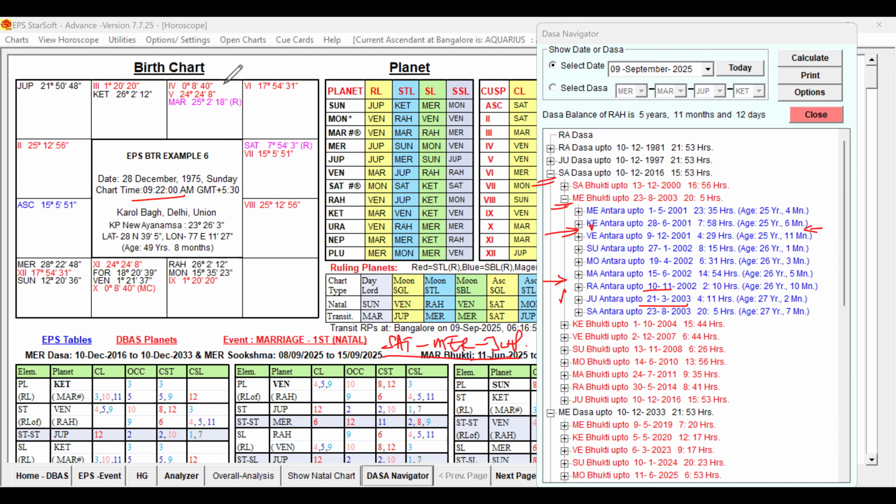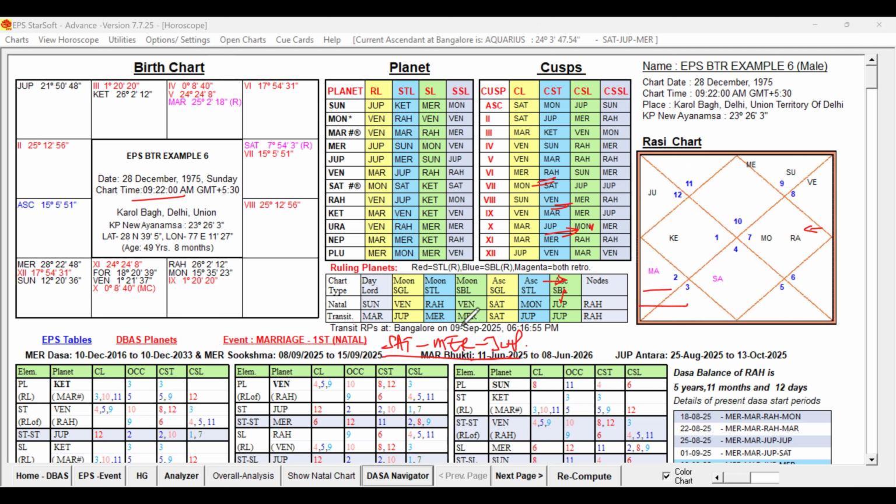In the same Mercury Bhukti, the interesting thing is that the marriage also happened in Mercury Bhukti. The first foreign travel also happened in Mercury Bhukti, but before the marriage, he traveled first in Venus Antara. So we have to keep these two in mind.